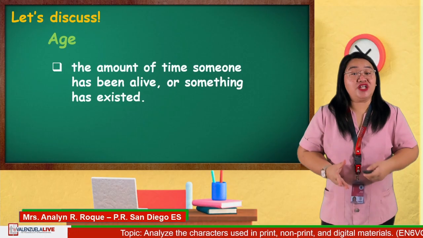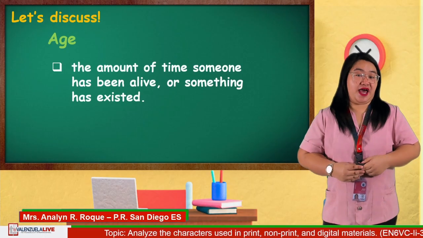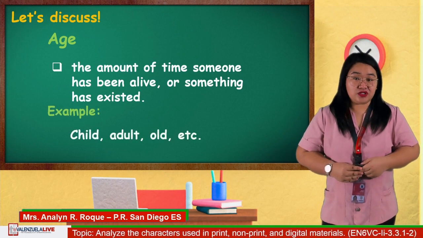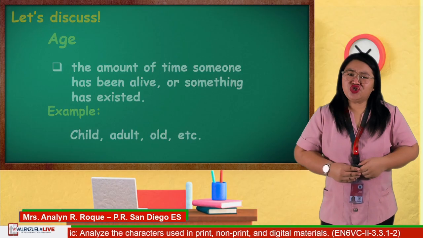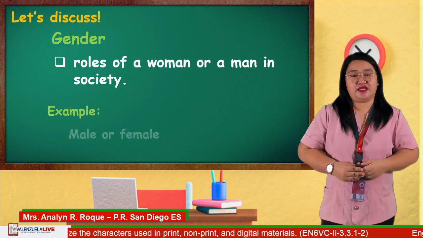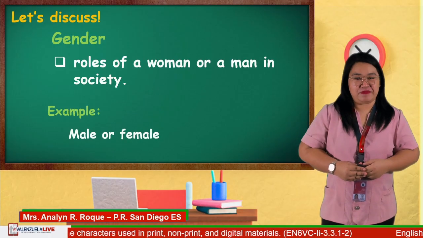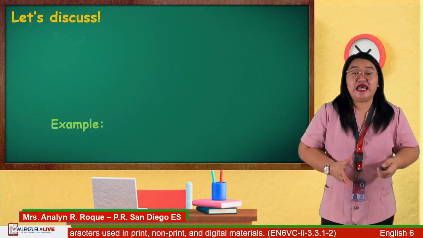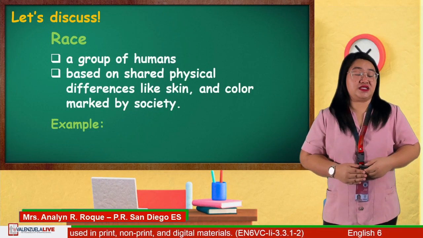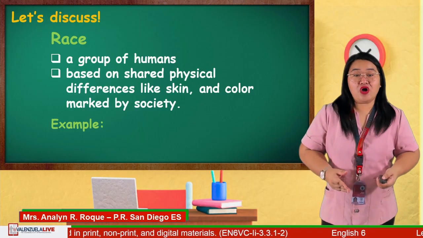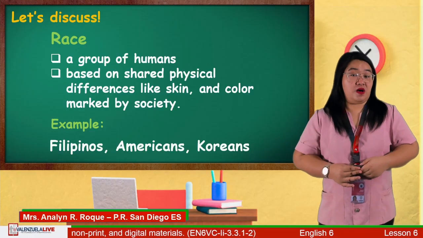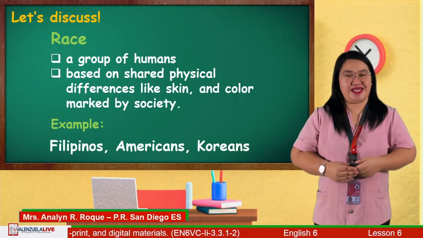Age. Well, age is the time someone has been alive or something has existed, like child, adult, or old. Gender pertains to the roles of a woman or a man in society, like male and female. Race is a group of humans based on shared physical differences like skin and color marked by society. Example, Filipinos, Americans, and Koreans.